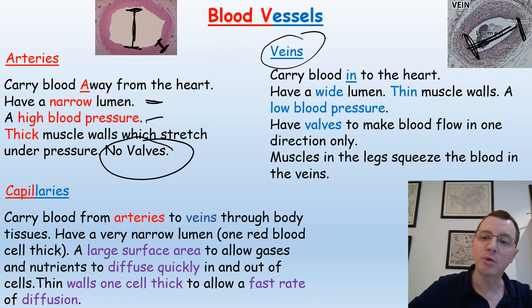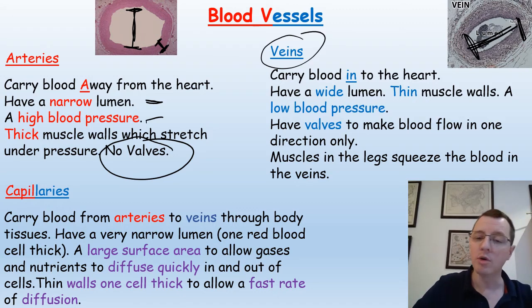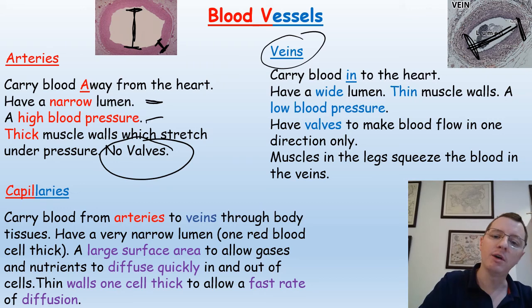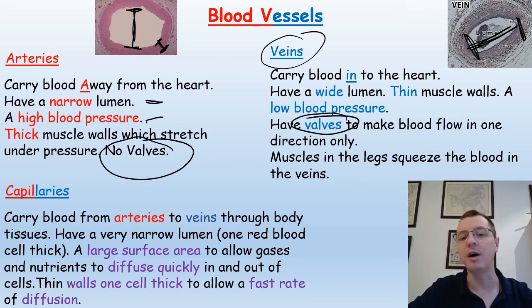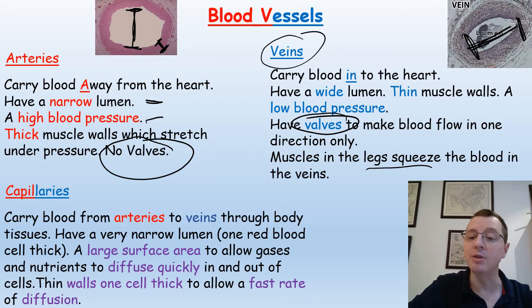They will also have quite thin muscle walls, and this is due to the fact that the veins have blood at low blood pressure. But to help the veins to send the blood back to the heart, veins also have valves, and valves will make blood flow in one direction only. In fact, when you move around, the muscles in your legs and your arms will actually squeeze the blood in the veins and help the blood to move and flow through the veins, and the valves will prevent the backflow of blood.